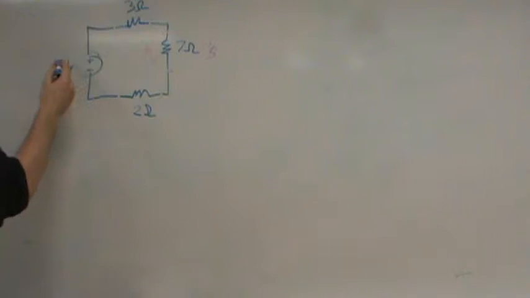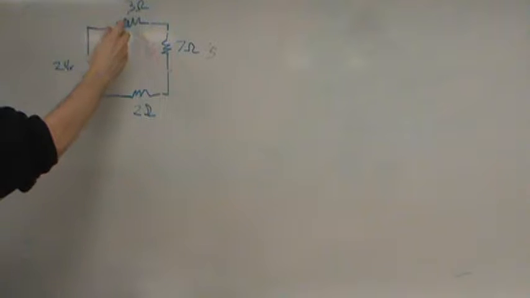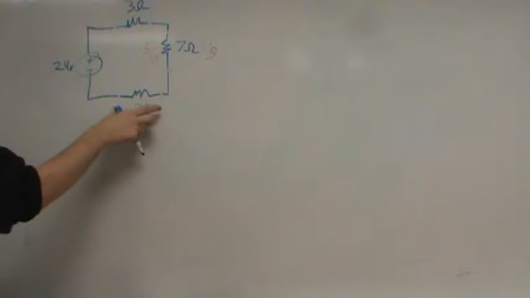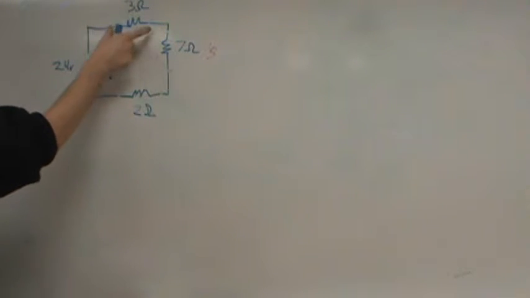So in this problem, we're going to look at a very basic set of Kirchhoff's voltage law and then Ohm's law as well. What we have in this problem is a 24 volt source, direct current. We have a 3 ohm resistor here, a 7 ohm resistor, and a 2 ohm. The problem is asking us to solve for V1, V5, and V2.